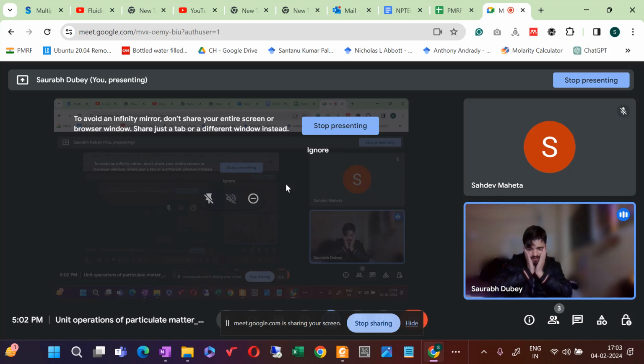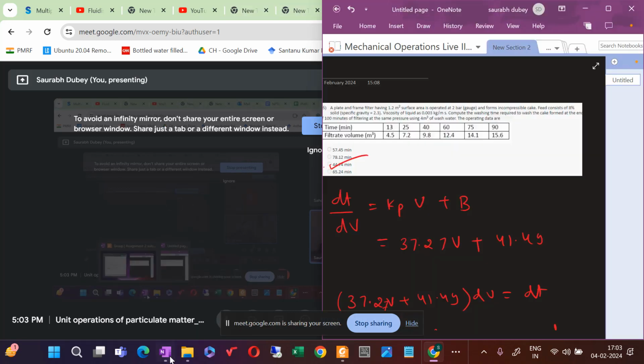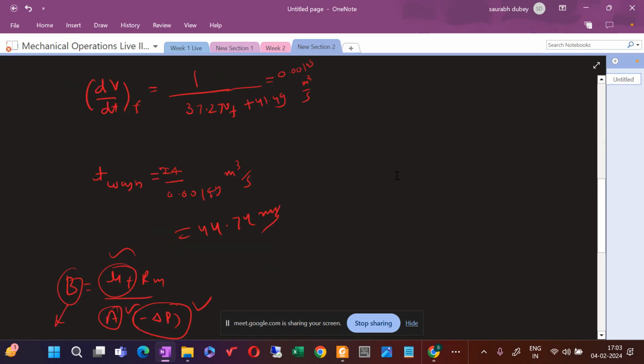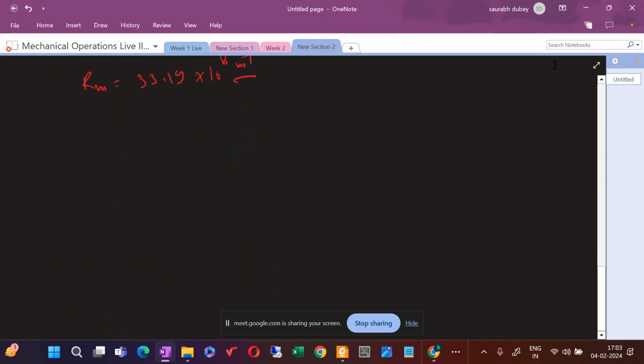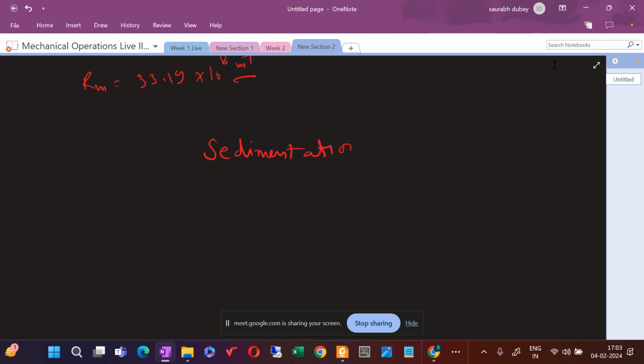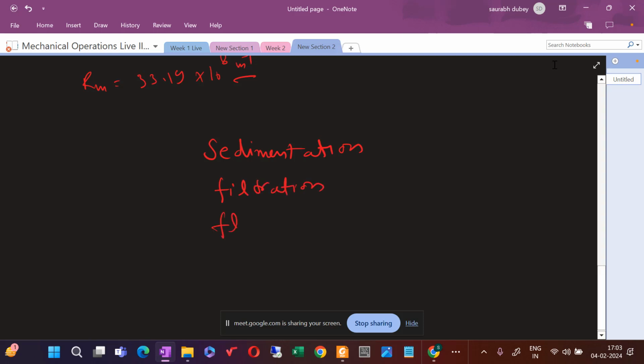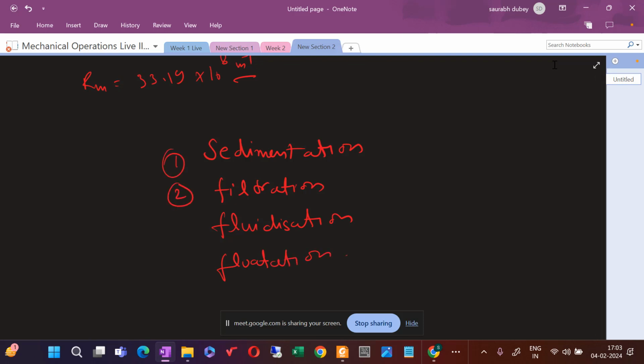In the next week, the topic is fluidization. So the next week's lecture is fluidization and then flotation. The course was structured in a way covering 4 major pillars of mechanical operations. First was sedimentation, first week is sedimentation. Second week is filtration. Third is fluidization, and last one is flotation. So these 2 weeks are completed.